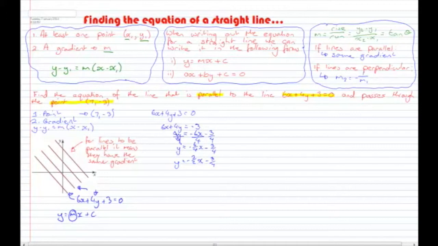Therefore, the gradient of this line is equal to negative 3 on 2. So that's the gradient of this line. I'm looking for the gradient of this line, which is going to be the same. So that means the gradient that I'm working with actually happens to be negative 3 on 2.